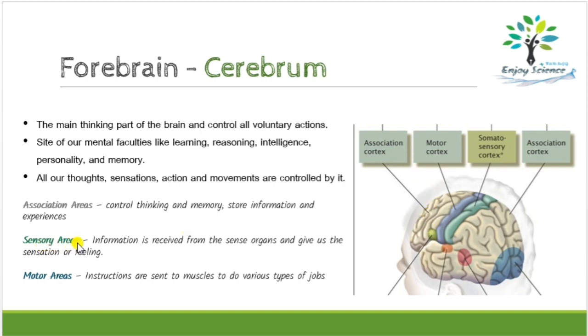Now sensory areas: information is received from the sense organs and gives us the sensation or feeling. If you remember, we have five different sense organs. From all these sense organs, we receive some message or information through receptors. So receptors are present in the sensory organs. Those receptors will sense the information, and it is brought to the brain. In the brain there is a part called the sensory areas. It will receive all the information from the sense organ and give us the sensation or feeling. So feeling of pain, feeling of cold, hot, burning sensation, all of it is present in this area, that is sensory area.